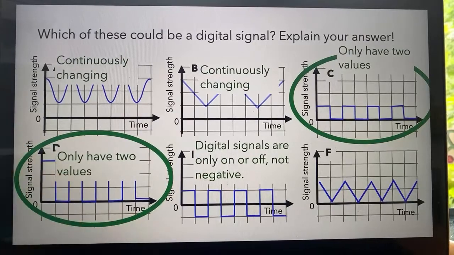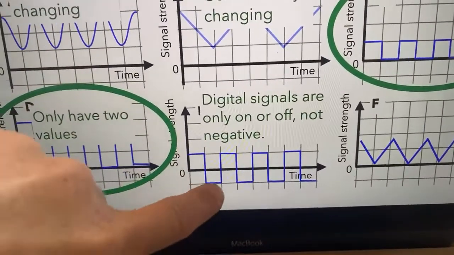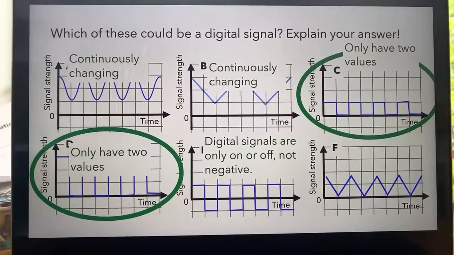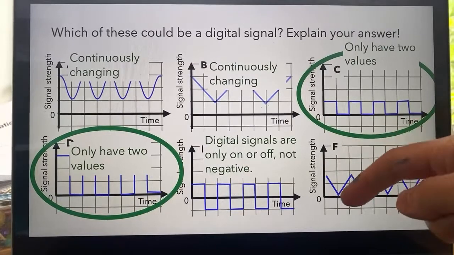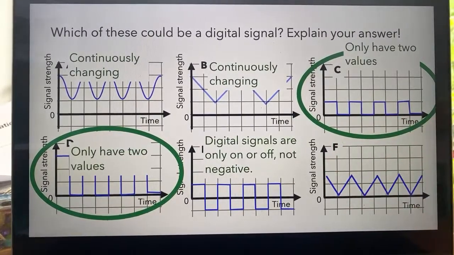Digital signals can't be negative. So this going below the 0 line here, that is not a digital signal. They might try and catch you out with that. And F, hopefully you've worked out that no, this is not a digital signal because it's more than one value.